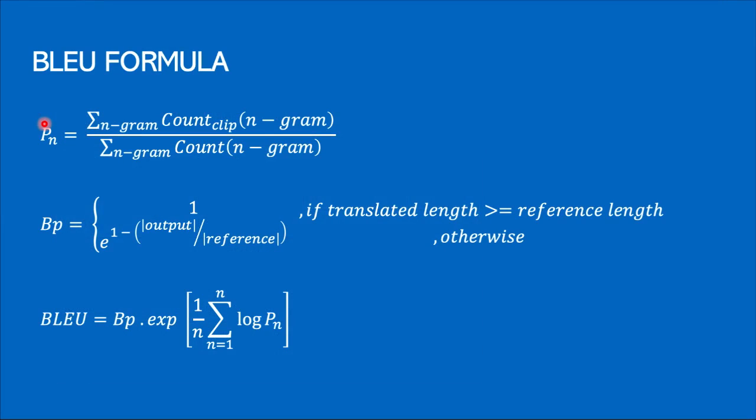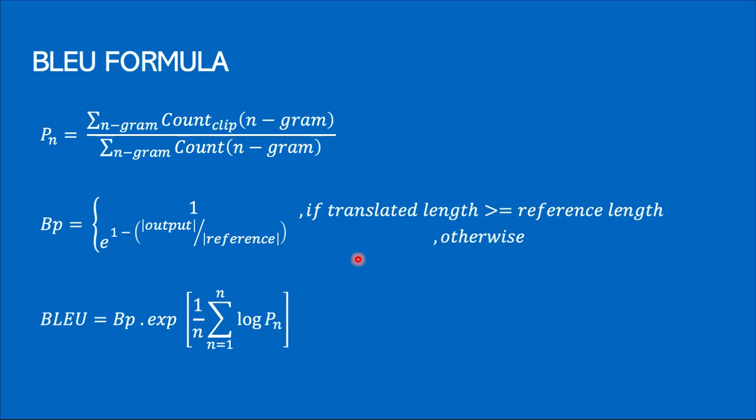BLEU compares the n-grams of the translation with the n-grams of the reference translation to count the number of matches. The more matches between machine and human translation, the better the quality of the machine translation. Pn indicates how to calculate the n-gram precision. Count clip means the number of recurrences in the reference compared to the machine translation, based on the n-gram size. By default, BLEU uses up to 4-grams. BP stands for brevity penalty. It will be 1 if the translated text is greater than or equal to the reference text.